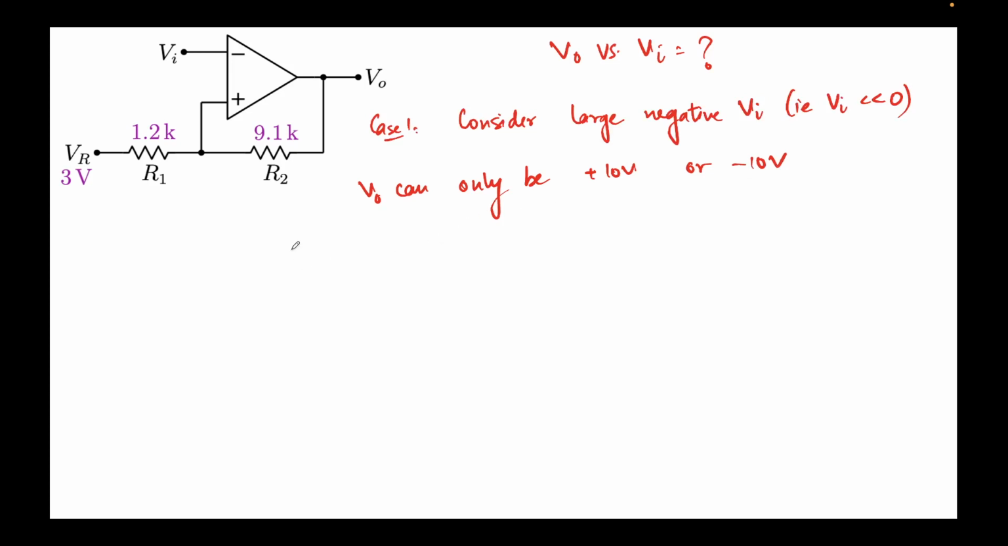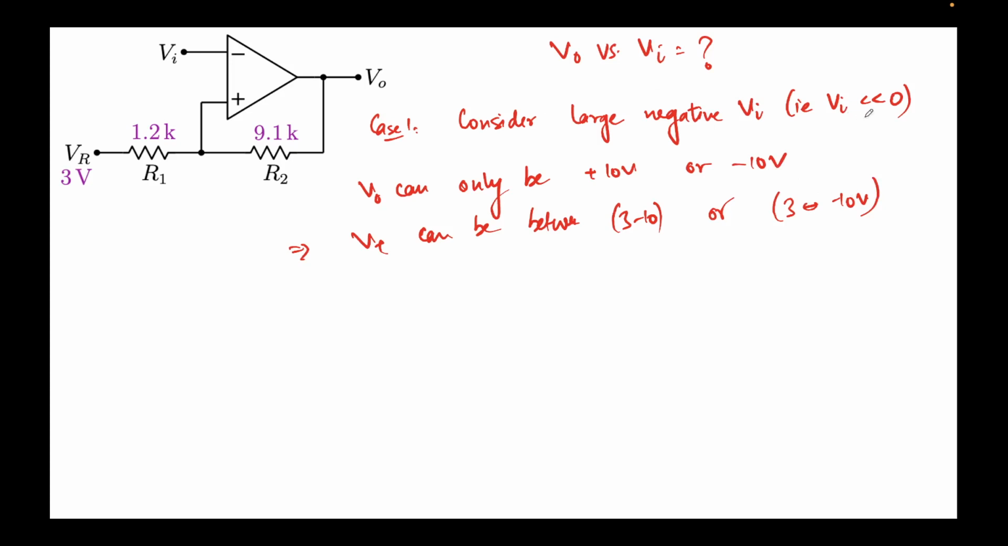This implies that this V plus can be between 3 and 10 volts, because this is 3 and this is 10. So this potential has to be between that, or it can be at minus 10 volts if V0 is sitting at minus 10 volts. So these are the only two cases.